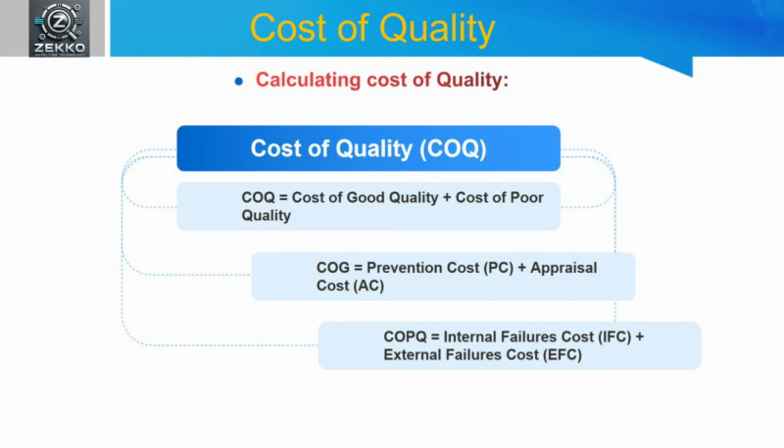Guys, now let us understand how to calculate cost of quality. As we saw earlier, there are two parameters of cost of quality: cost of good quality and cost of poor quality. If we add these two costs, we get the cost of quality. So the formula is cost of quality equals cost of good quality plus cost of poor quality. In more detail, cost of good quality is prevention cost plus appraisal cost, and cost of poor quality is internal failure cost plus external failure cost.